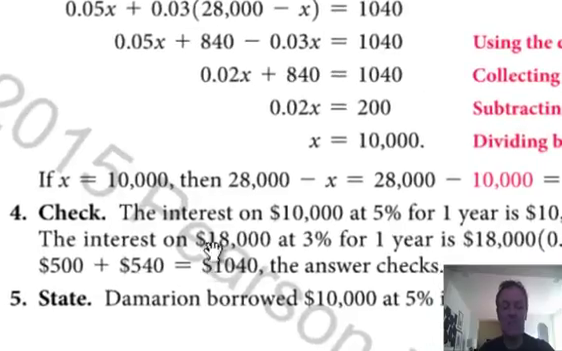Let's see how they go on here. And there it is. But again, remember here, they didn't bother multiplying by 100. They just left it as decimals, and that's fine.